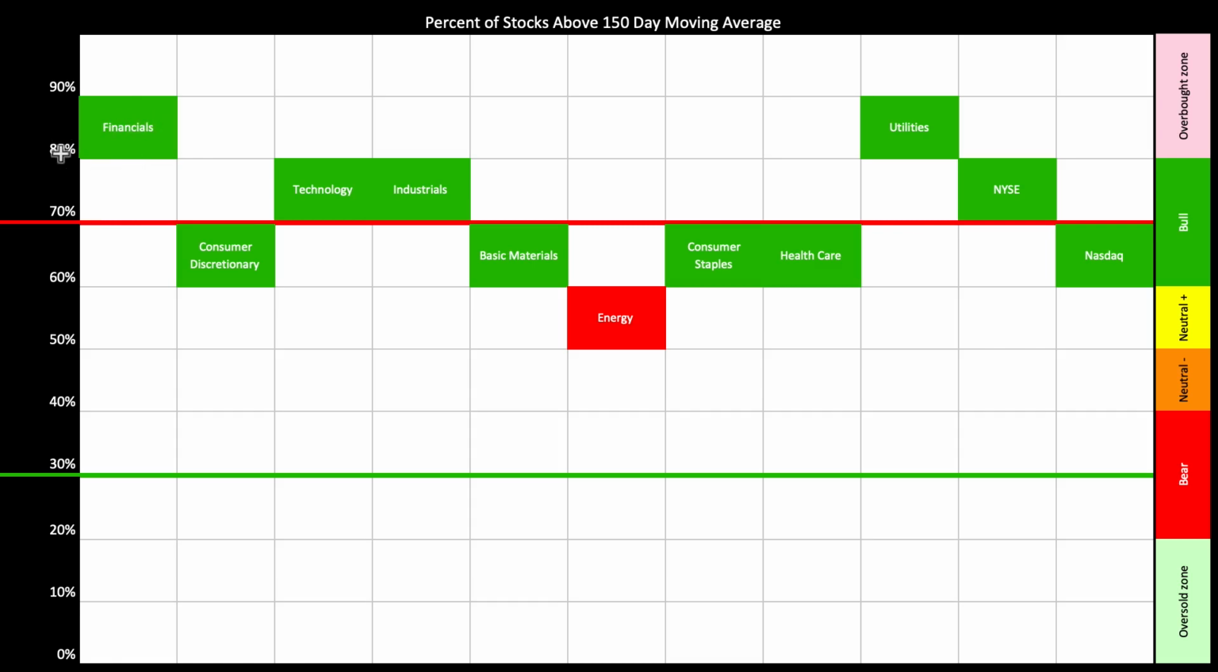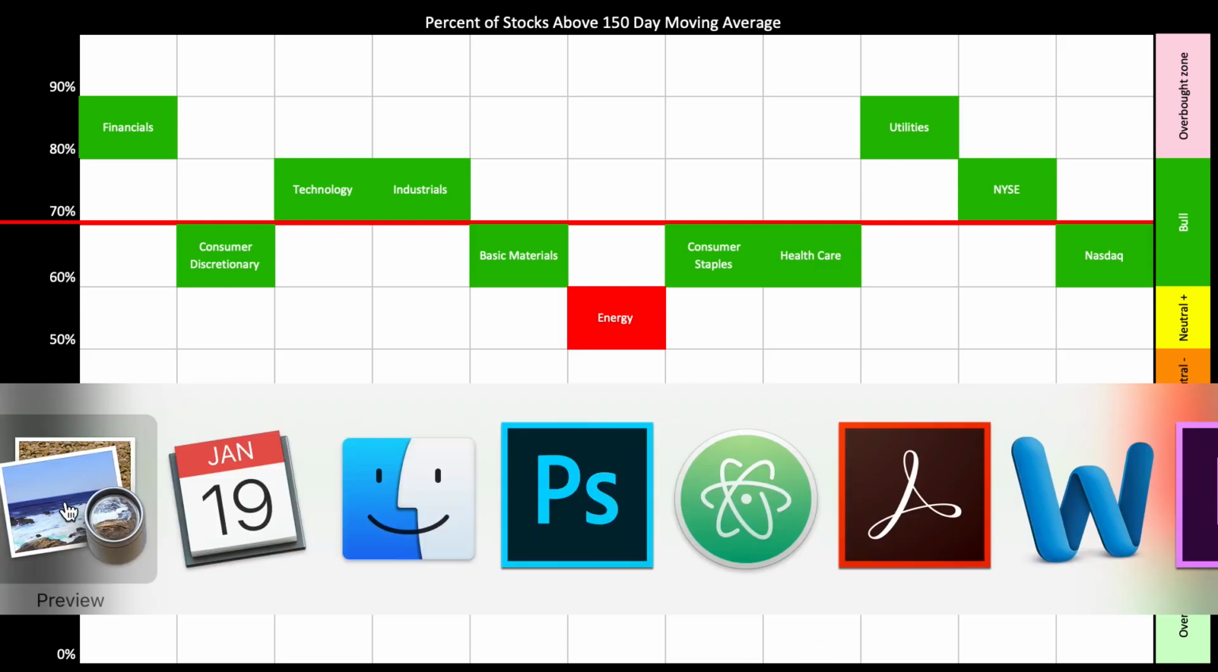So, for example, financials is in the 80% range, technology is in the 70% range, energy is in the 50% range. And down the side here we have the different rankings. So when more than 60% of stocks are above their 150-day moving average, they're in the bullish phase, whereas if they're below 40%, they're in a bearish phase. And once they get to lofty levels, they start to get to overbought levels.